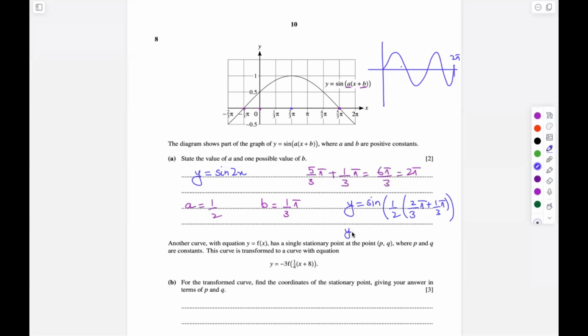So if y is 1, it means that the values of a and b are correct. Now substituting this in the calculator, sine of 1 upon 2 into bracket 2 pi upon 3 plus pi upon 3, we are getting 1 in the calculator, which means that the values of a and b, which are 1 upon 2 and 1 upon 3 pi respectively, are the correct values for a and b.